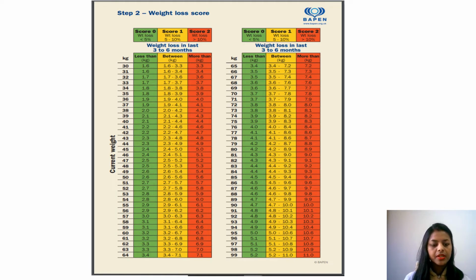In the Malnutrition Universal Screening Tool, there are 5 steps. So the first step, you have to calculate the BMI from the weight and the height of the patient. Second step is weight loss score.